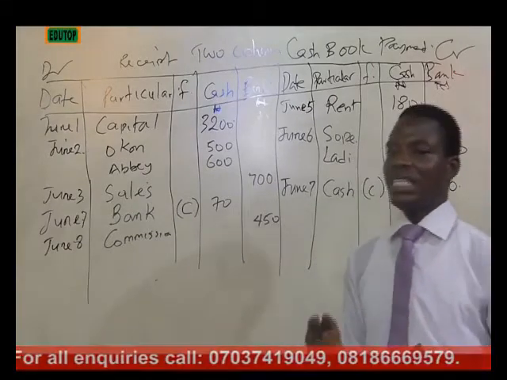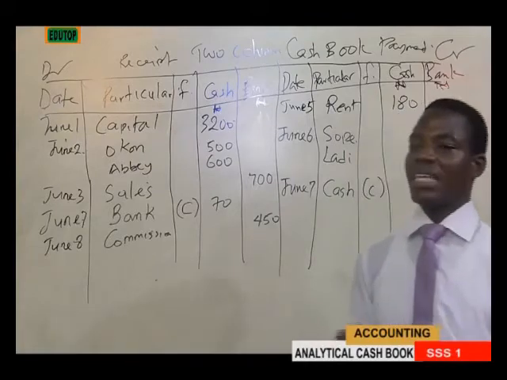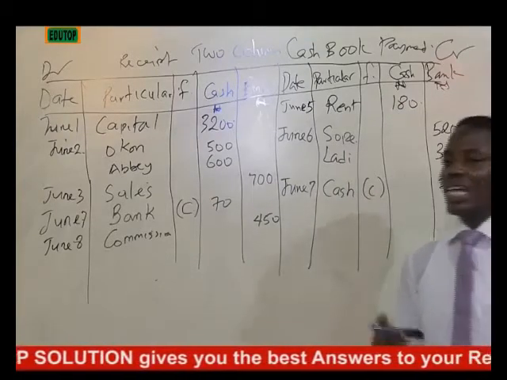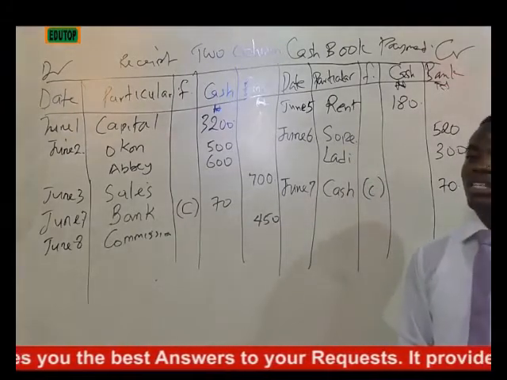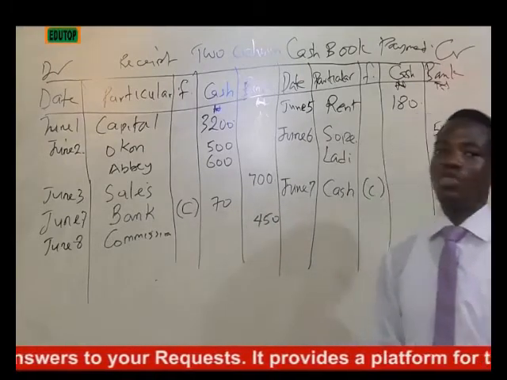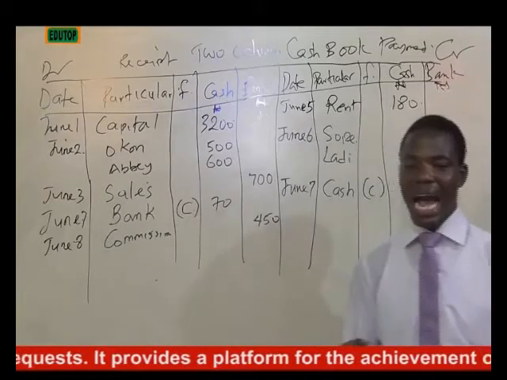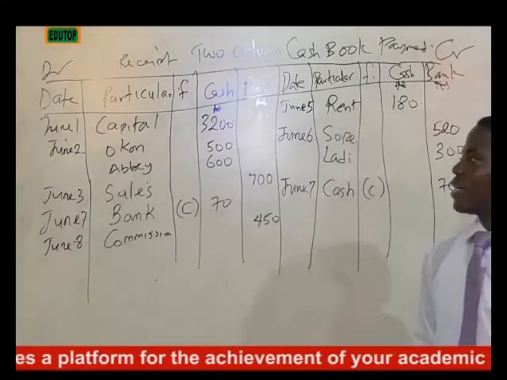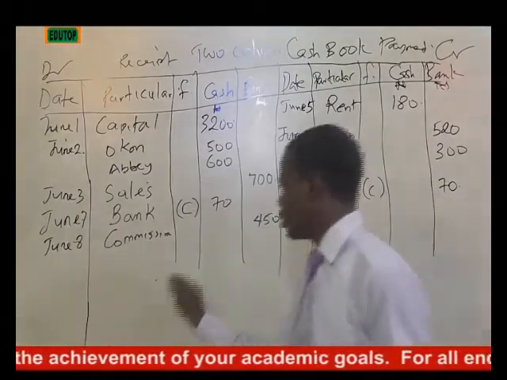Then there is another item, June 10, bank cash. This is where I want you to take note. I told you that any question in the two columns where you see bank cash, you should know that it is a contra entry. It is the cash that you put into the bank. So how are you going to do it? I told you it will affect the two accounts. Don't forget.